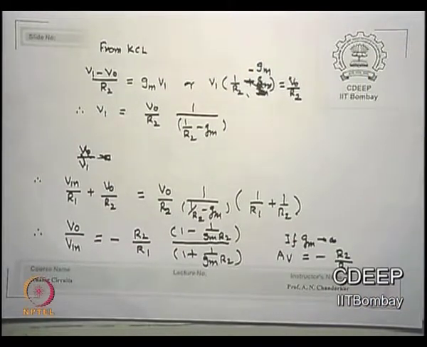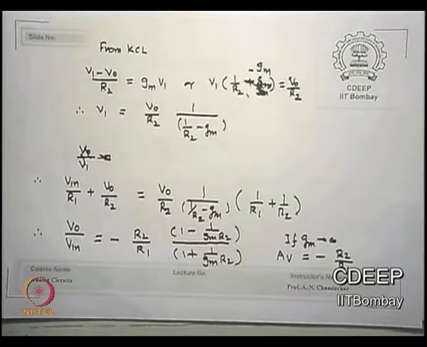So the condition under which this output voltage by input voltage is minus R2 by R1 only exists if AOL is very high. And what is the AOL? I said typically of an OPAMP stage it is 10 to the power 5, is that correct? 10 to the power 5.